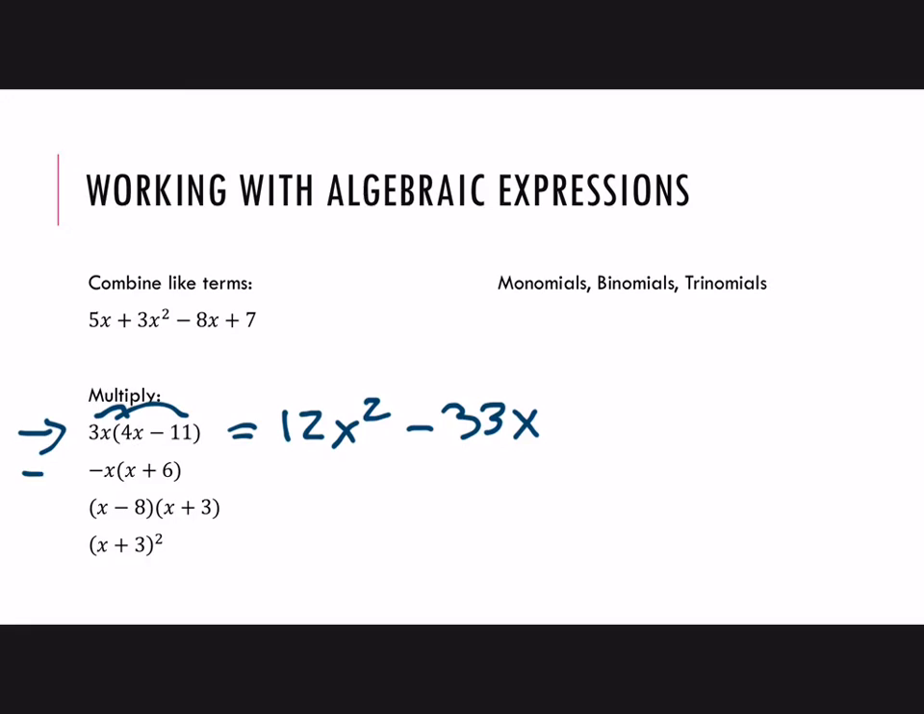Next, negative x times x plus 6. Same idea, you're distributing a negative x, so negative x times x is negative x squared. Negative x times 6 is minus 6x. What about multiplying two binomials together, two things with two terms? So x minus 8 times x plus 3, we're going to do the same thing.